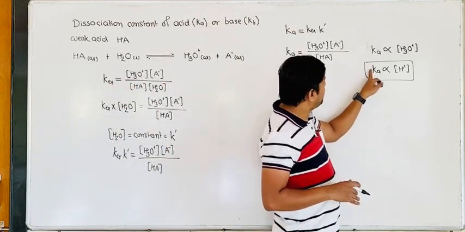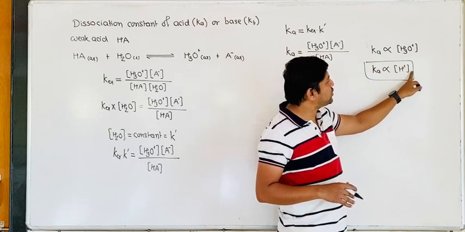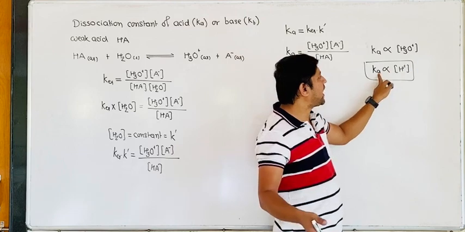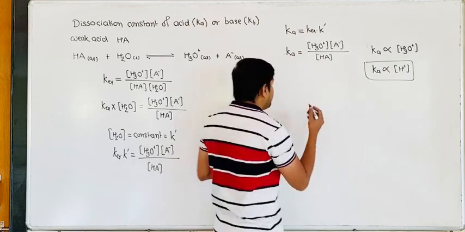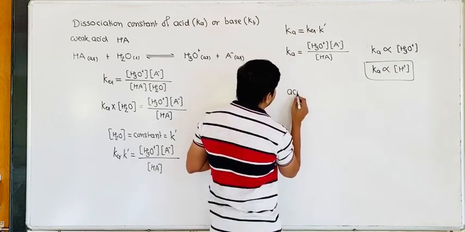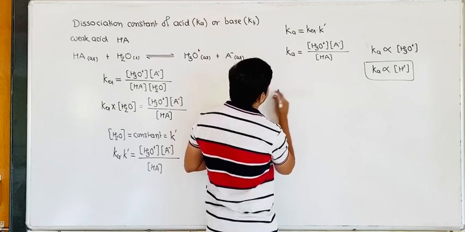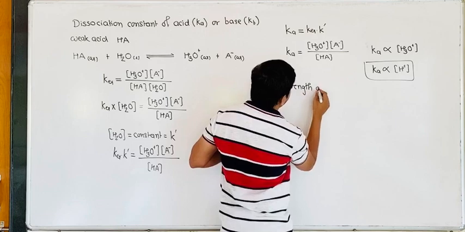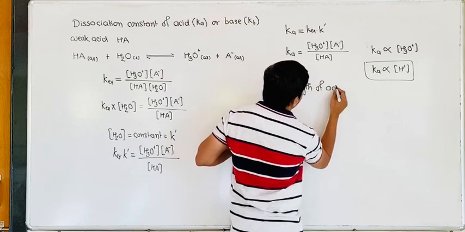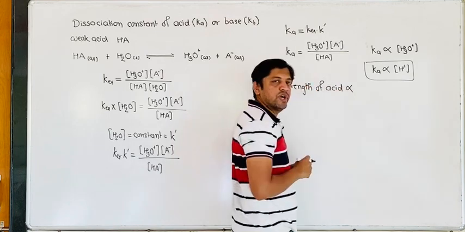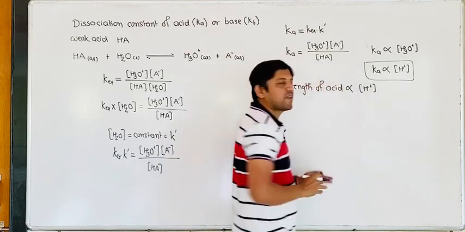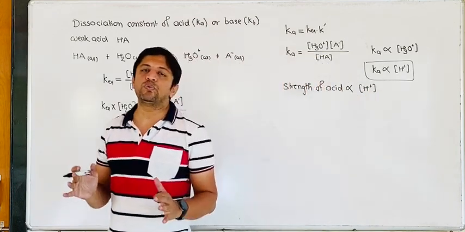If the value of Ka is more, the concentration of H plus ions produced by that acid at equilibrium is also more, and that acid will be a stronger acid. So we can say that the strength of acid is directly proportional to the concentration of H plus ions present in aqueous solution.